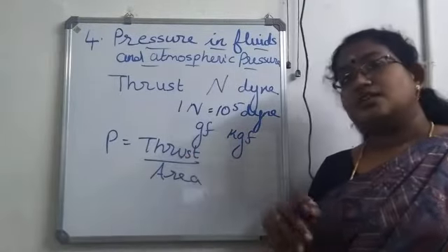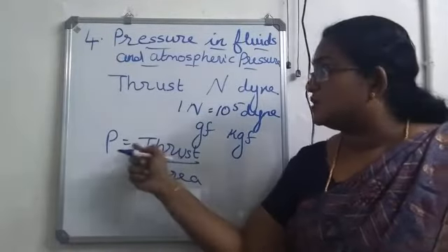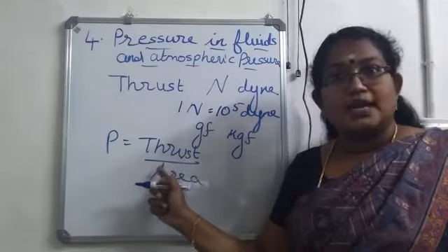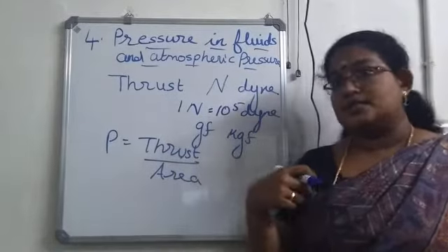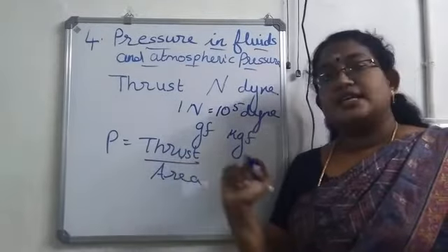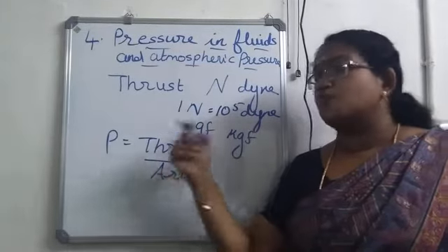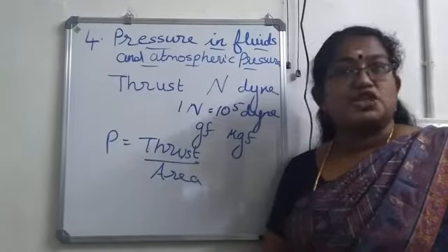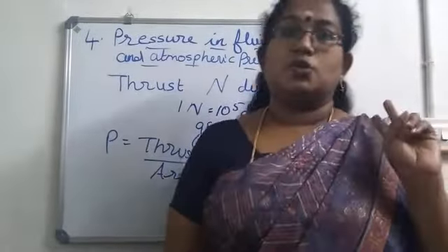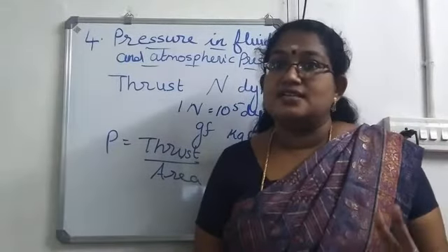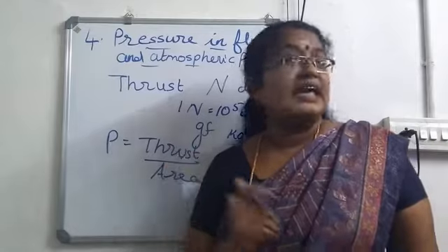When thrust increases, what happens to the pressure? Pressure also increases because thrust is in the numerator. Similarly, area is in the denominator, so when area increases, pressure decreases. So pressure is directly proportional to thrust and inversely proportional to area.